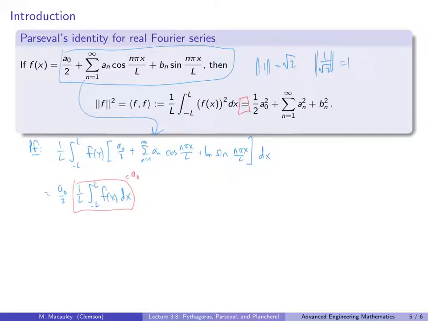So now, I'm going to write this as plus 1 over L times the integral of f of x times the infinite sum from n equals 1 to infinity of an cosine of n pi x over L plus bn sine of n pi x over L. And then let's put a dx here. So this is the integral of this infinite sum. So let's move the integral inside and write this as an infinite sum of a bunch of integrals.